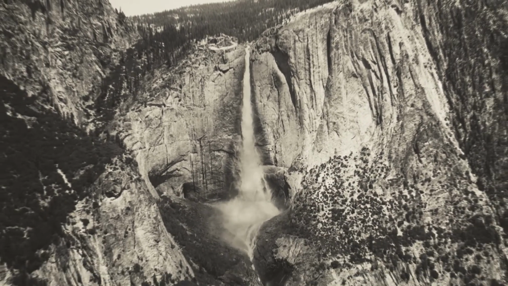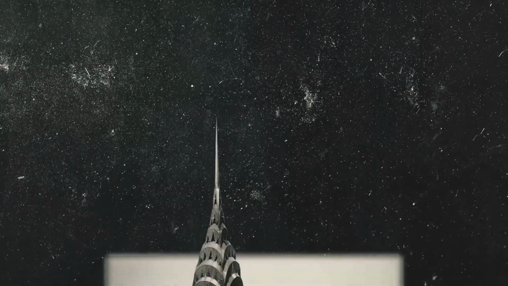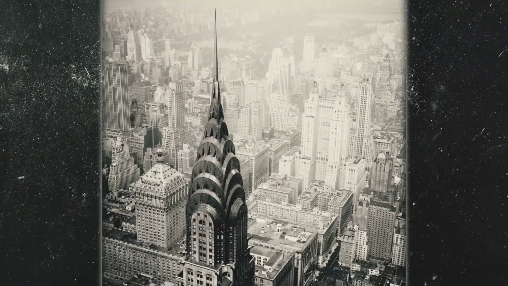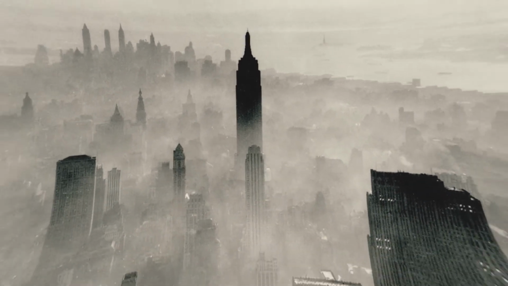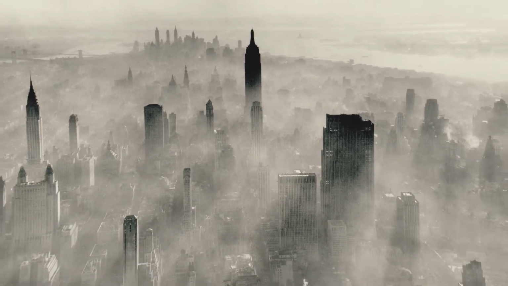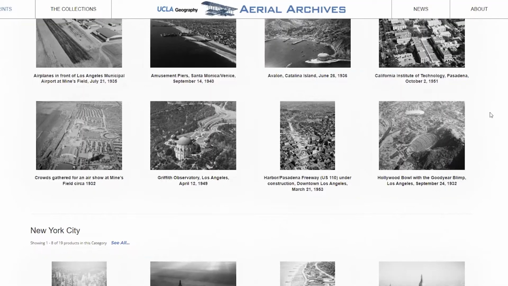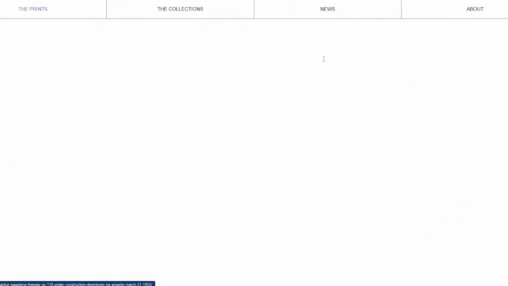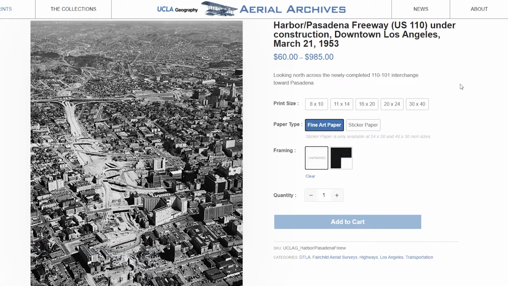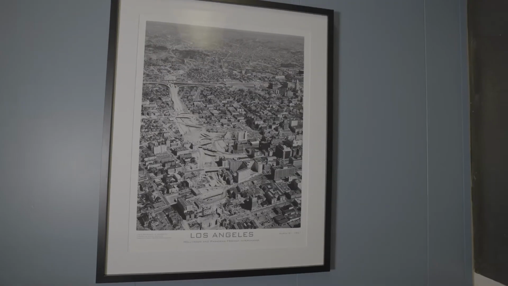We have a lot of images that are really historically important, but among those images we have some that are really truly iconic. We have incredible images of cities across the country, and they really allow you to see what was happening in these cities in the past. So we're making these iconic images available to UCLA alumni, friends, and the broader community as fine art prints. Proceeds from these sales allow us to continue to digitize the rest of the collection.